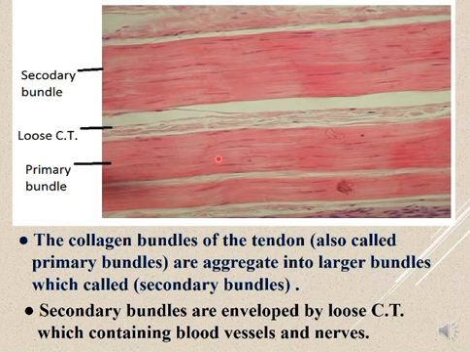كل وحدة هي عبارة عن collagen bundle. These aggregate with each other to form larger bundles which are called secondary bundles. هذه هي secondary bundles that comprise primary bundles. The secondary bundles are enveloped by loose connective tissue. هذا هو loose connective tissue اللي يحيط secondary bundles, which is rich in blood vessels and nerves for nutrition of tendon.